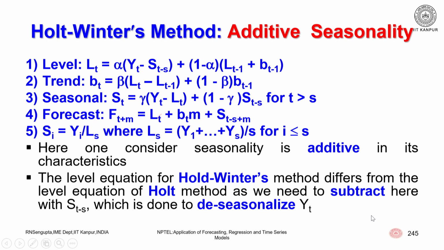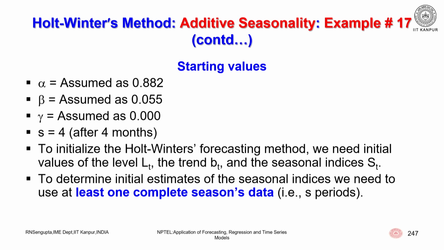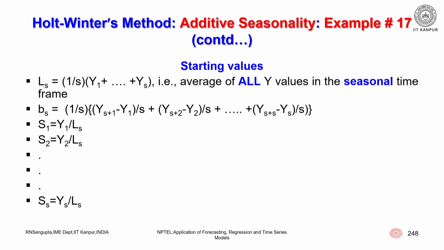Again I am repeating, sorry for repeating it time and again. L is the level, B is the trend, capital S is the seasonal value, capital F is the forecast, and you have alpha, beta, gamma corresponding to the weights given for level, trend, and seasonality. Suffix T is for the time, small s is the seasonal factor based on time, and M is how many time periods ahead you are going to forecast. I have already explained these; we have assumed these values, as I showed in the Excel sheet, and these are starting values.